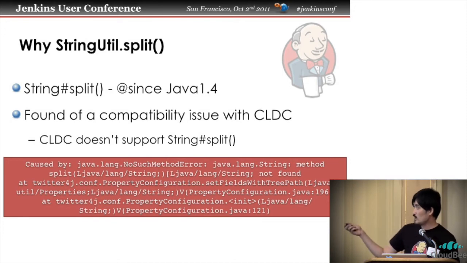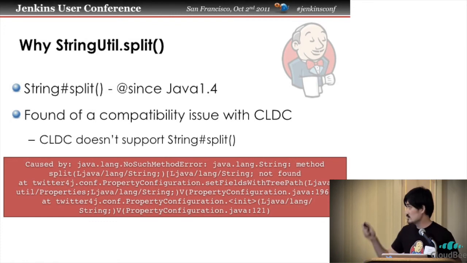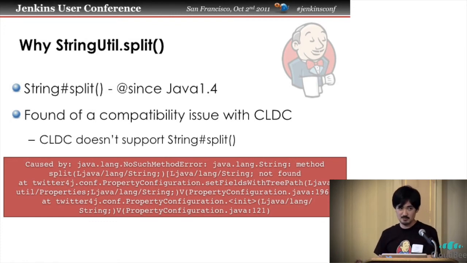because JVM has a split method since Java 1.4, but somebody found that it's not available in CLDC platform. CLDC stands for Connected Limited Device Configuration. It's a profile for embedded or mobile devices that has ability to connect to internet. But CLDC comes with a subset of the standard Java API without split method. That's why I implemented it by myself, and I embugged it.